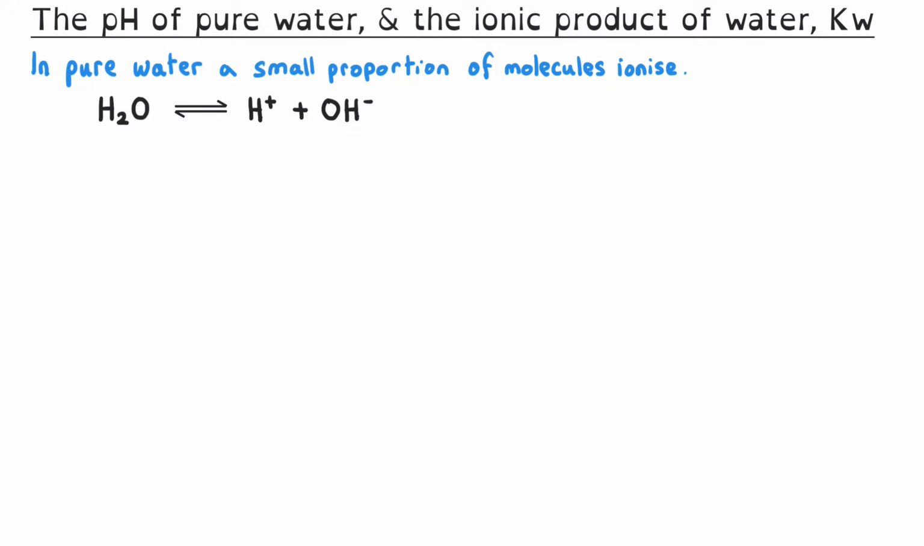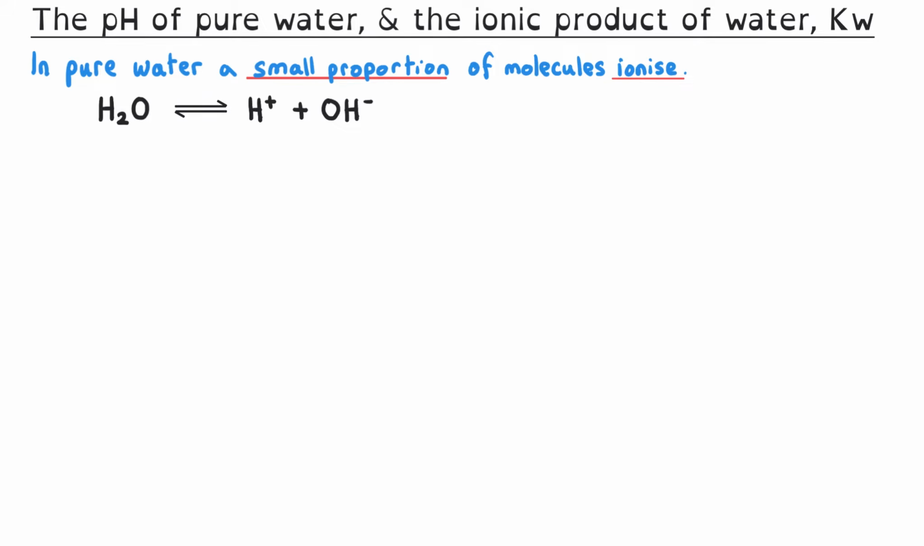And to do that, we need to use something called the ionic product of water, which is given the symbol Kw. To understand this, we need to first recognise that in pure water, a small proportion of the molecules will ionize, and it will produce hydrogen ions and hydroxide ions. This is really only a slight dissociation, and so this means that the reaction is an equilibrium, as you can see from the symbol that I'm using here.